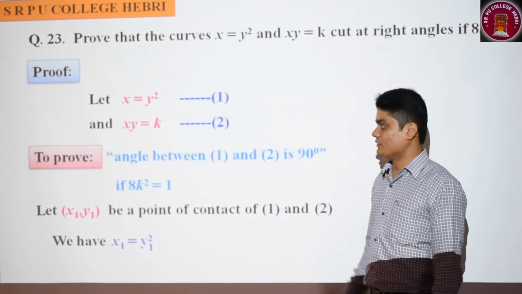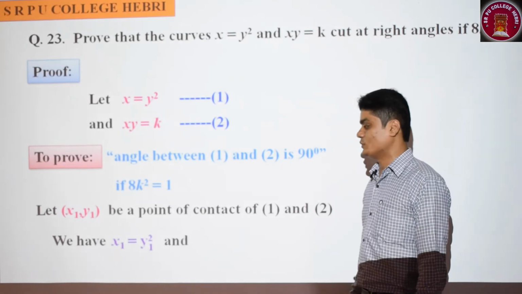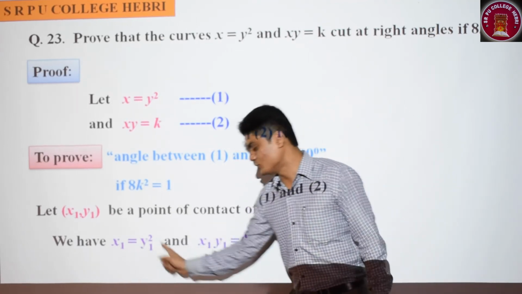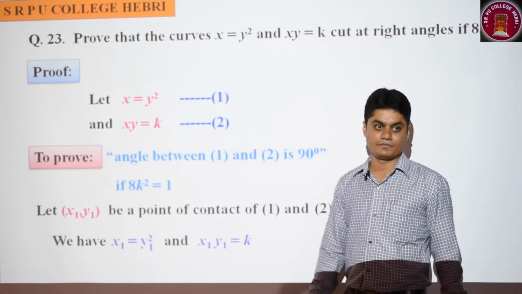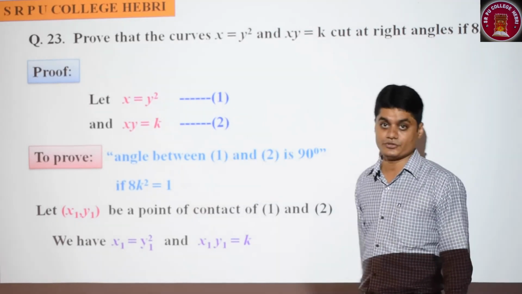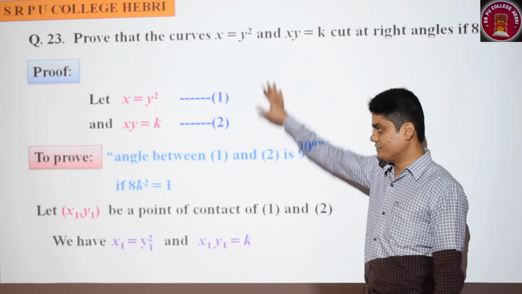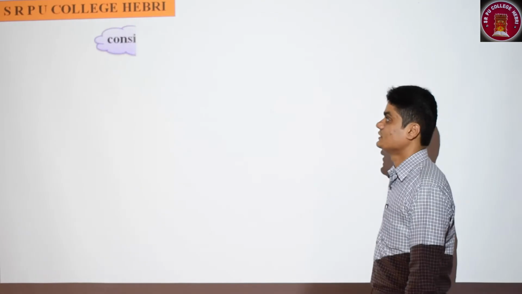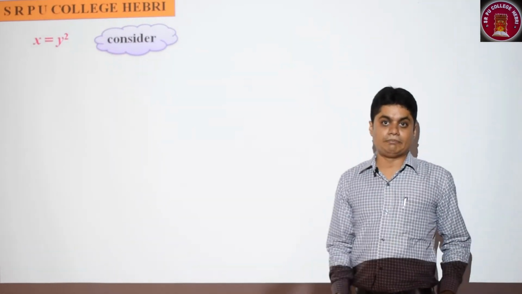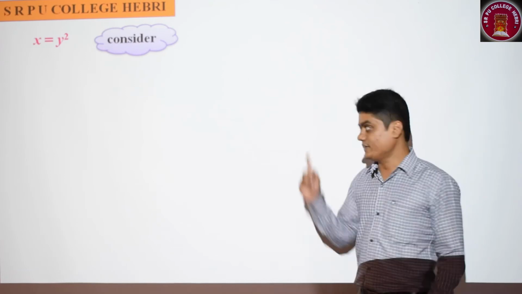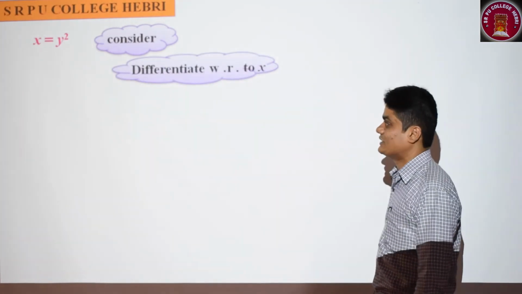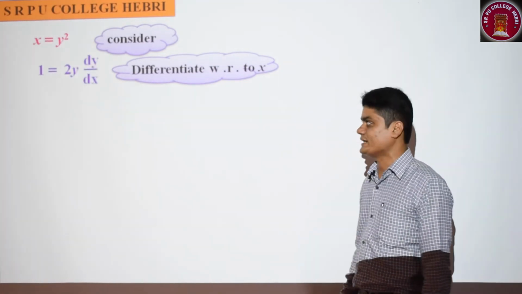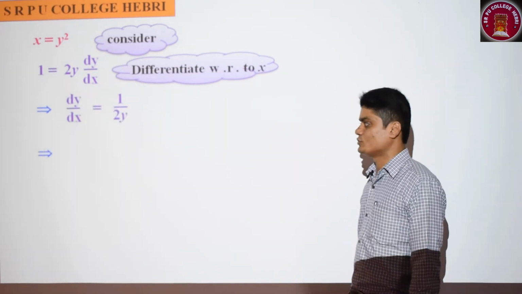Because of this, we have x1 is equal to y1 square and x1 y1 is equal to k, because x1 y1 is a point on both curves. Now I will show you how to use this given condition. Without differentiation, no application of derivative problem is complete. So differentiate the first curve, x is equal to y square, with respect to x. Differentiation of x with respect to x is 1, differentiation of y square is 2y into dy by dx, therefore dy by dx is equal to 1 by 2y.